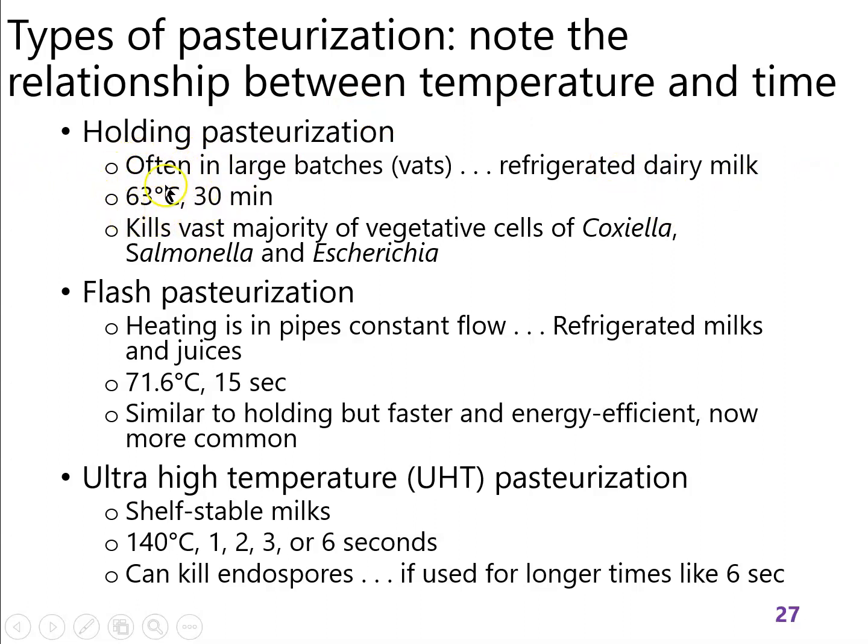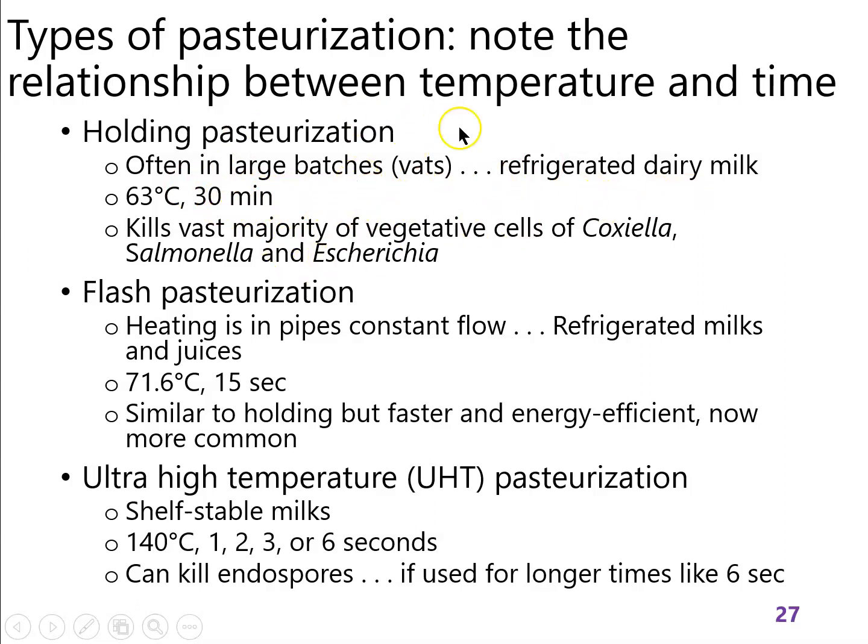63 Celsius is not quite hot enough to burn a person, and it's not the 100-degree boiling temperature. So it's much less than that. And if we hold milk at that temperature for 30 minutes, it kills the majority of vegetative cells. So it kills the types of bacteria that would typically contaminate milk. And what that means is that milk will be a little more stable. It won't rot as quickly, and it won't be as dangerous. If somehow endospores got into milk, this would not affect them at all. But usually there are no endospores in milk.